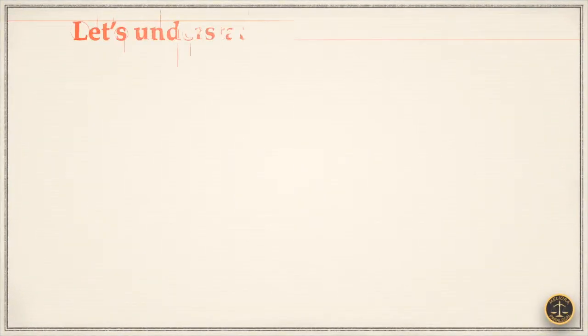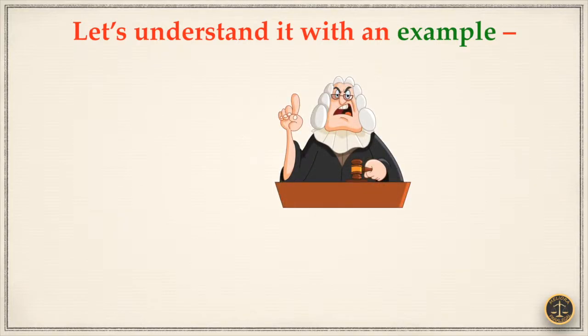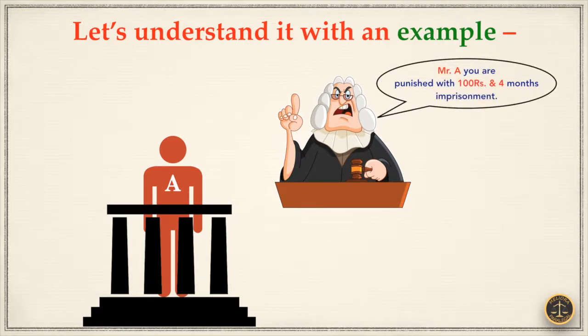Now, let's understand it with an example. A is sentenced to a fine of 100 rupees and to 4 months imprisonment in default of payment. If 75 rupees of the fine be paid or levied before the expiration of 1 month of the imprisonment, A will be discharged as soon as the first month has expired. Likewise, the amount of payment and imprisonment will be calculated in proportion to each other.